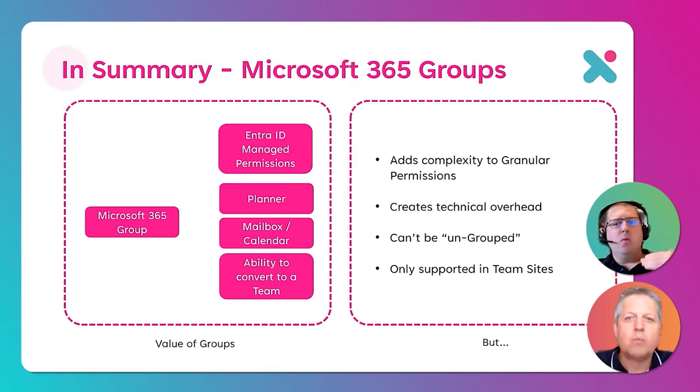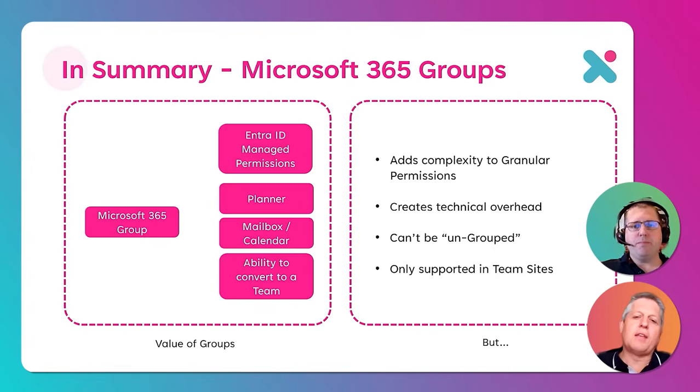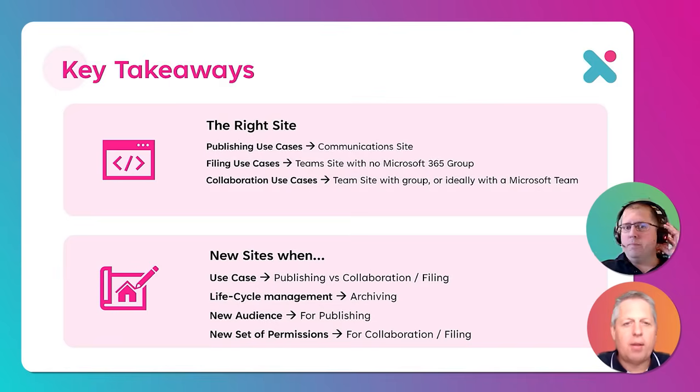When a site is connected to a group, it cannot be ungrouped. So if you convert a team site to one with a group or convert to a team, that is a one-way action. You cannot undo it. And finally, just something to be aware of is that Microsoft 365 groups only work with team sites. They don't work with communication sites. And I guess that's because communication is all about publishing rather than collaboration. So that makes sense.